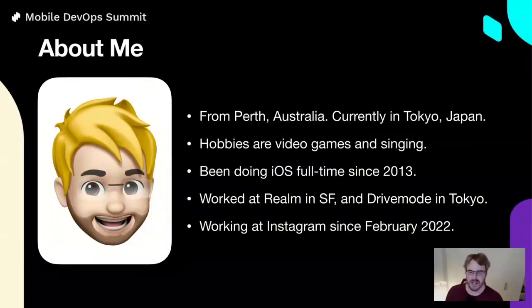Okay, so who am I really quickly? I'm from Perth, Australia, but I'm currently in Tokyo, Japan. Japan's lovely right now. It's getting colder and colder, and we're just entering autumn now, so it's a fantastic time of the year here in Japan. My hobbies are video games and singing. This probably explains why I'm in Japan to begin with. I'm potentially doing karaoke with my team after this, so that's one of the great things about Japan.